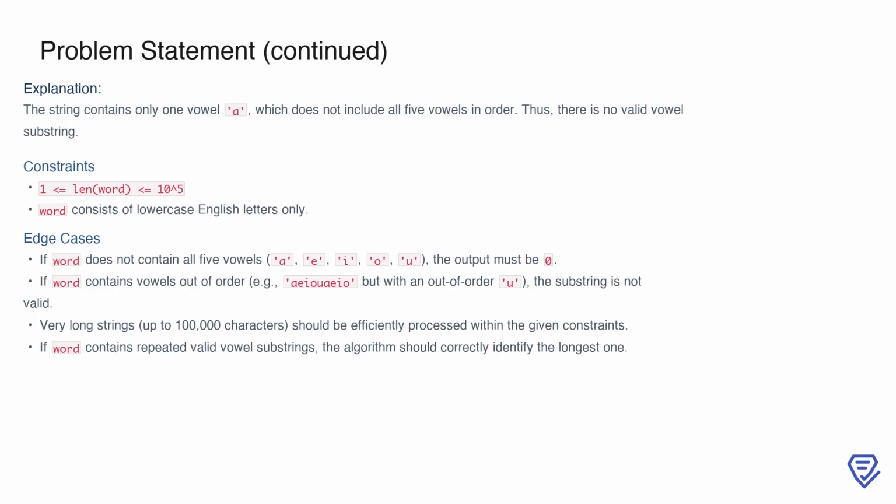Finally, let's examine a simpler case where the input string is just a. In this case, the output is 0 because the string contains only one vowel and does not include all 5 vowels in order. This highlights an important edge case: if the input string lacks all 5 vowels or if the vowels are out of order, the result must be 0. Additionally, since the string can be very long, up to 100,000 characters, our solution must process the input efficiently without missing edge cases such as repeated substrings or missing vowels entirely.